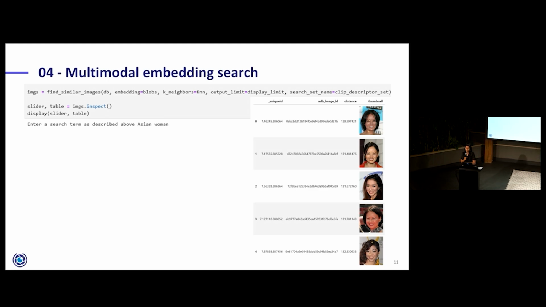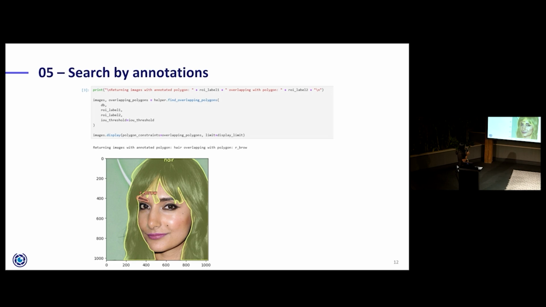So I was able to index image embeddings. I was able to index multimodal embedding. You could search just by a vector similarity search. You could search by text. In fact, you could do annotation searches. So here what I'm saying is I want to find images where right eyebrow intersects with hair, and you get pictures that match that criteria. And here we are searching by annotations.